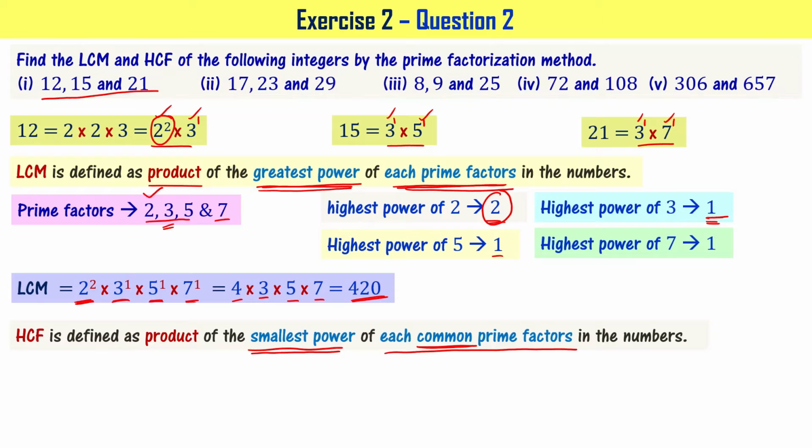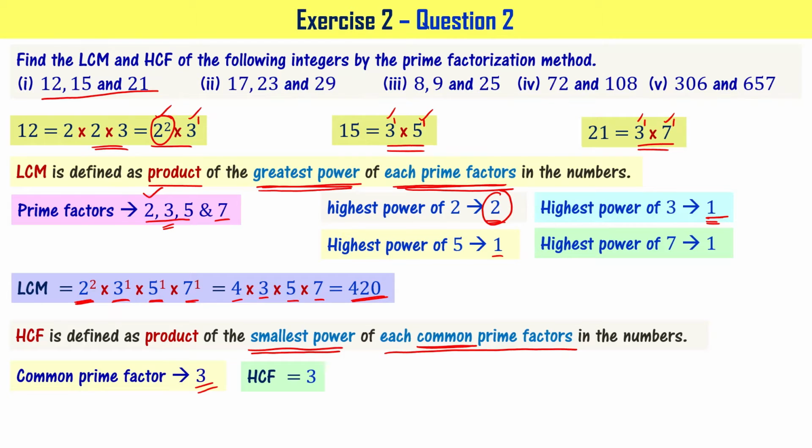You look at this. Here 2 and 3 are there. Here 3 and 5 are there. 3 and 7 are there. So what is common across all these? 3. So the common prime factor is just 3. Its smallest power is 1 only. Since its smallest power is 1, we say that 3 power 1, which is equal to 3, is the HCF.